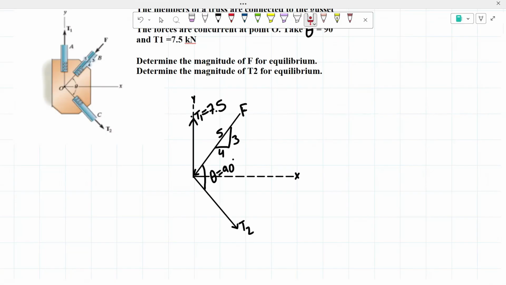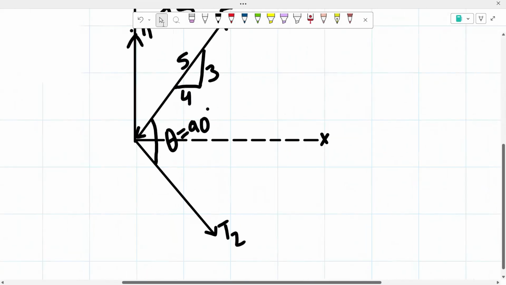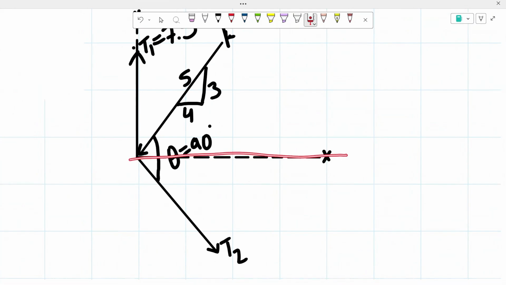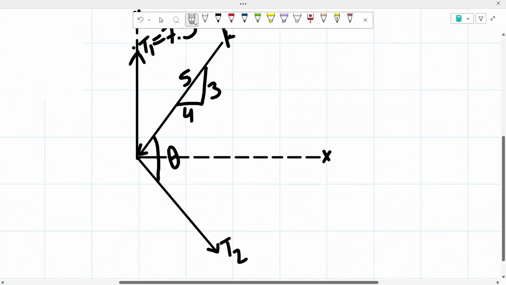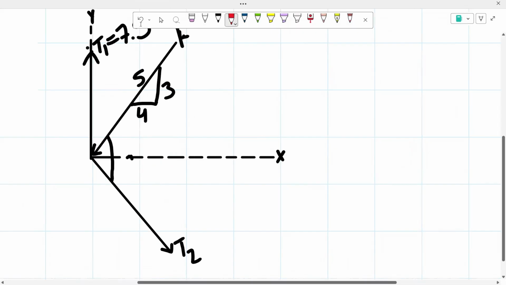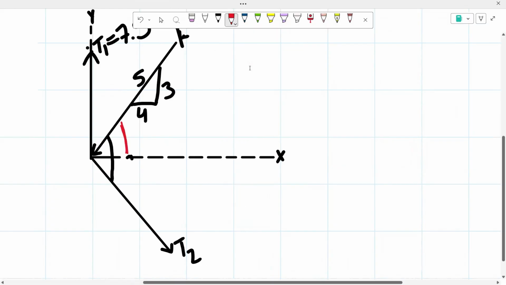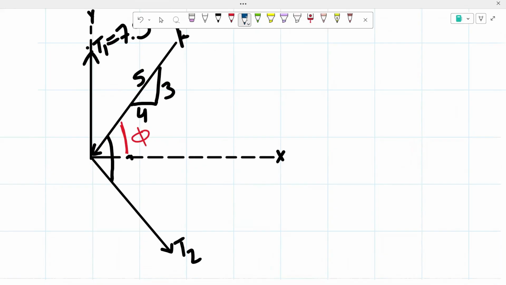So the first thing that we're gonna do is separate this angle right here in half into two angles. We're going to separate it right along the x-axis, so we're gonna have this angle right here and this angle right here. We're gonna call this top angle right here phi, and we're going to call this bottom angle right here beta.